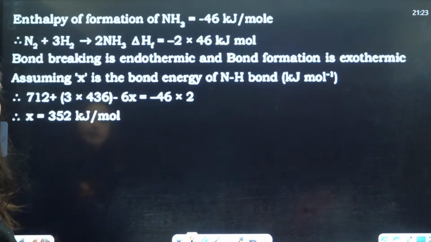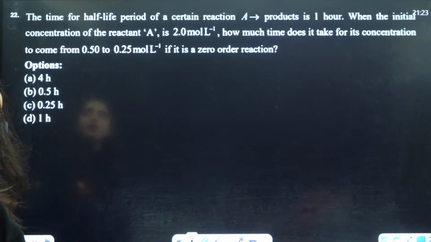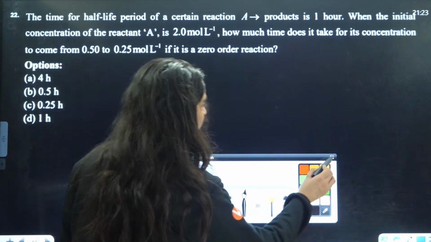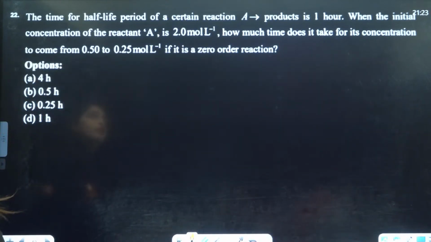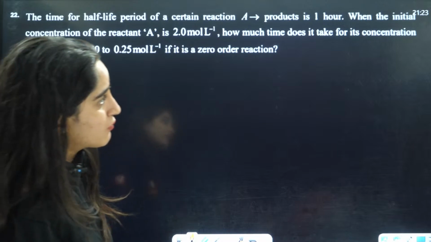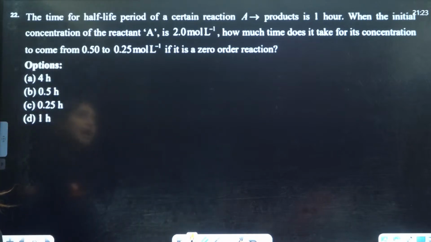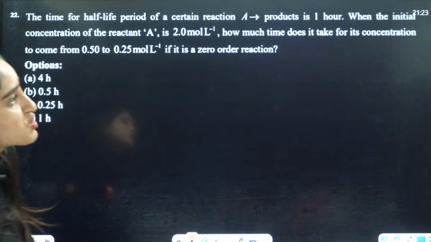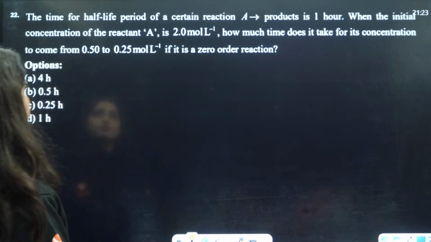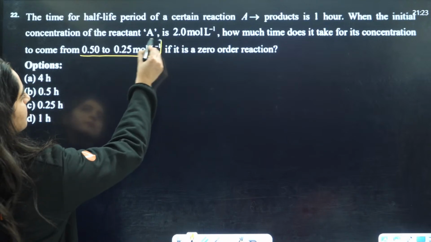Now, next is the time for half-life. The half-life period of a certain reaction is given to you, that is 1 hour. When the initial concentration of the reactant is given to be this, how much time does it take for its concentration to go from this to this?